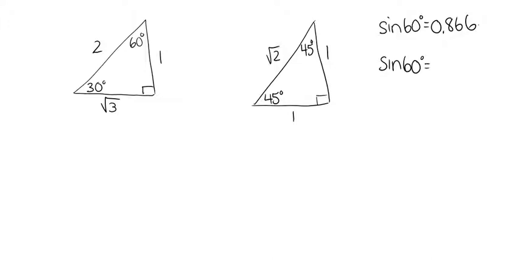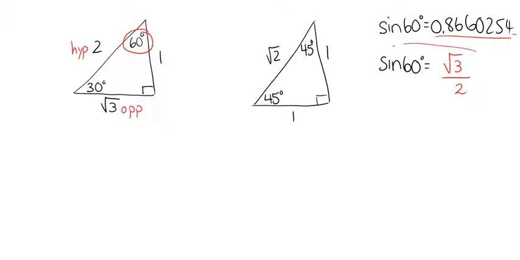Great. But if I use my special triangles to determine what sine 60 is, I can get an exact value, because 0.866 actually keeps going. It's like 0, 2, 5, 4, etc. It's just going to keep going forever. But if I use this special triangle, I can get angle 60, and I know sine is opposite over hypotenuse. So I can use this to get the exact value, which is root 3 over 2. Root 3 divided by 2 is actually equal to that decimal, but now I have a very exact value. No rounding, no decimals. It's exact.